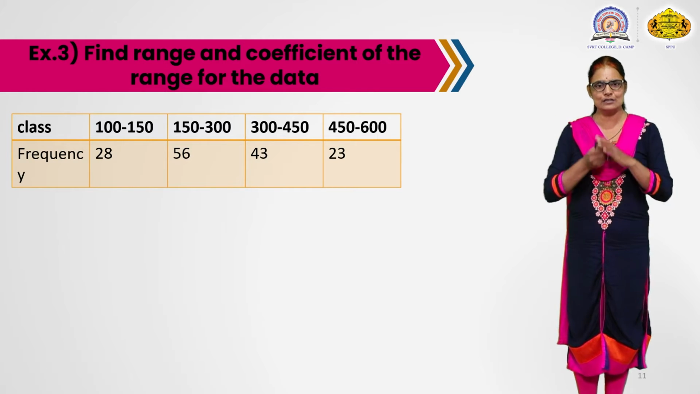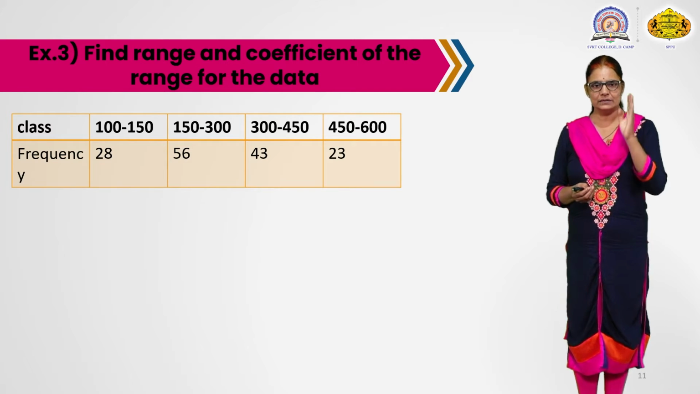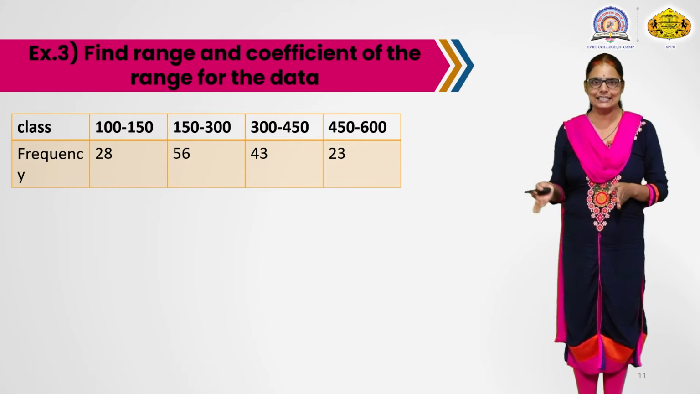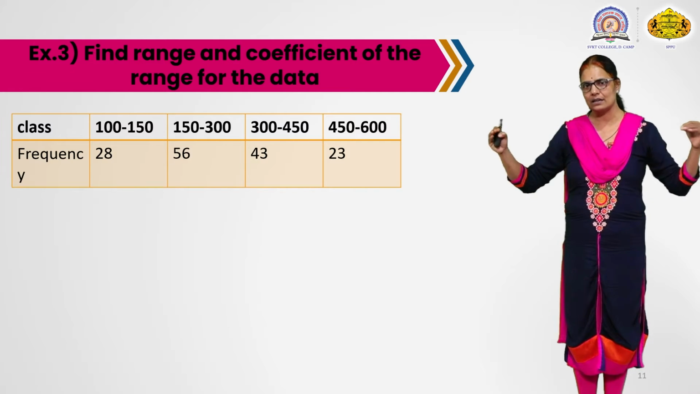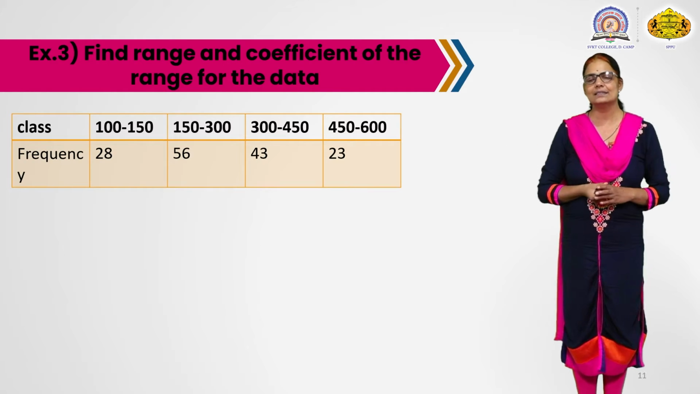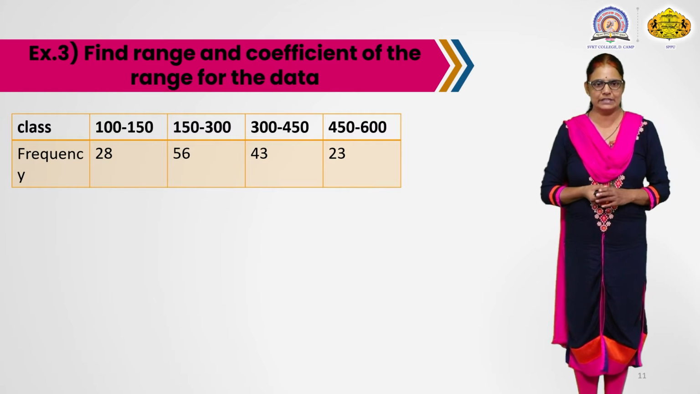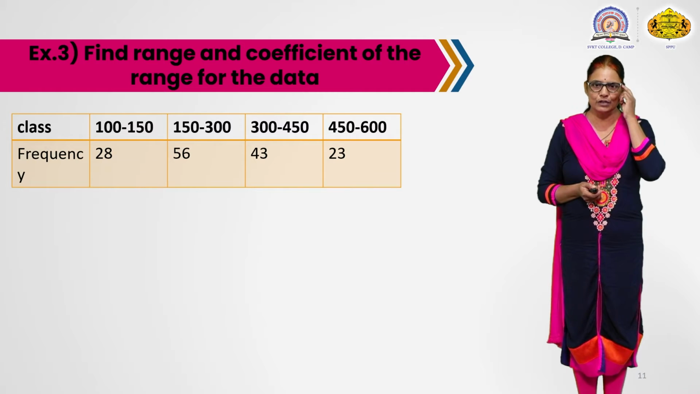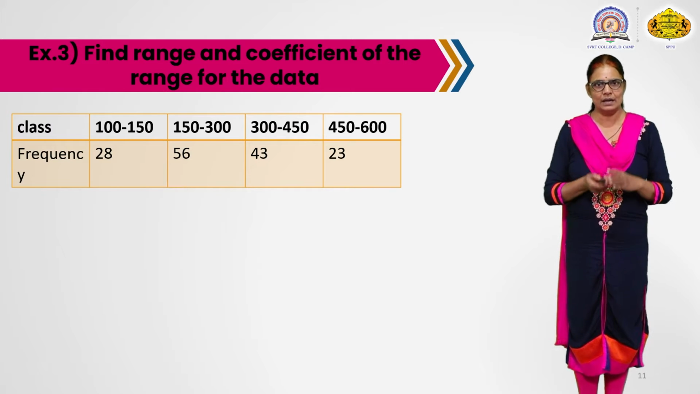Exclusive type means there is no gap between two classes. Observe here, the first class upper limit is 150, and for the next class the lower limit is 150. That is, classes are continuous without a break. So in this case, the largest observation you can observe here is 600 and the smallest is 100. That is, L is 600 and S is 100.